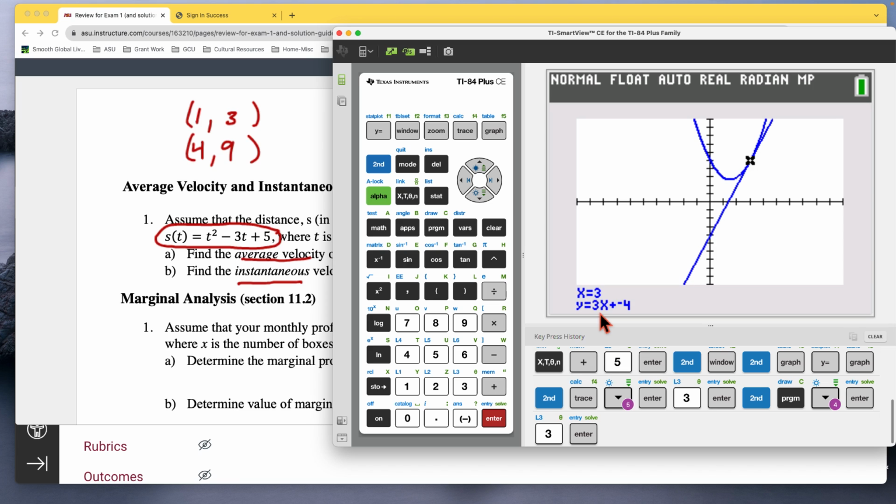Instantaneous rate of change, that's where we get into the calculus. We're going to take a derivative, because that's the only way we can find slope at a point, with a derivative or with a tool like this that will do it for us.